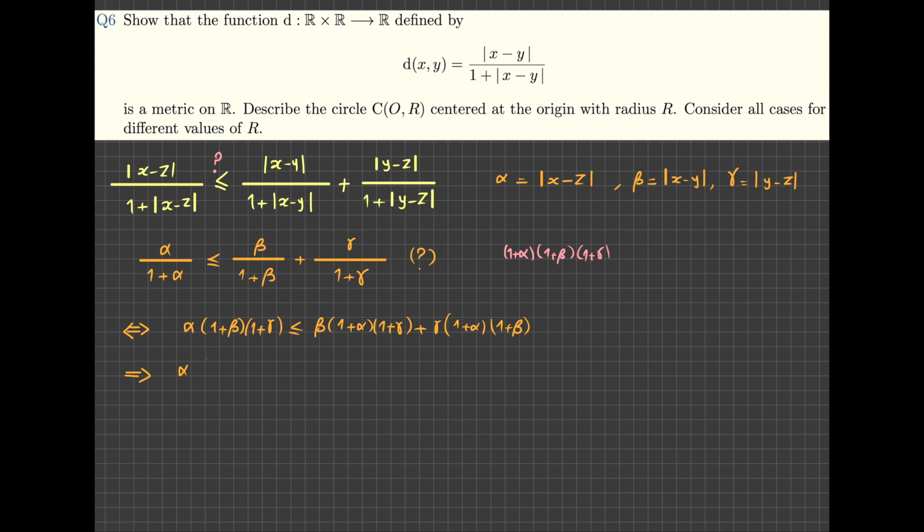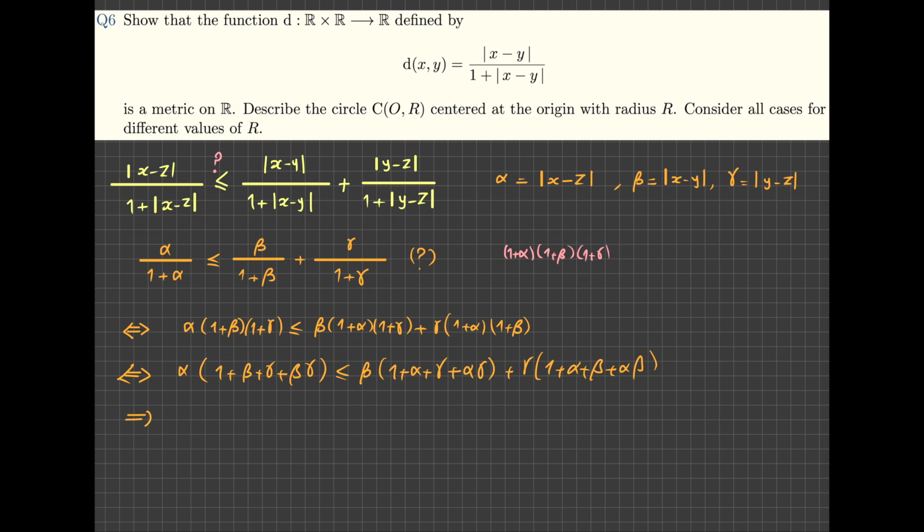So alpha, I multiply them: 1 plus beta plus gamma plus beta gamma is less than or equal to beta, 1 plus alpha plus gamma plus alpha gamma, and then plus gamma, 1 plus alpha plus beta plus alpha beta. It's also reversible, yes, because I can just simply factorize these terms.